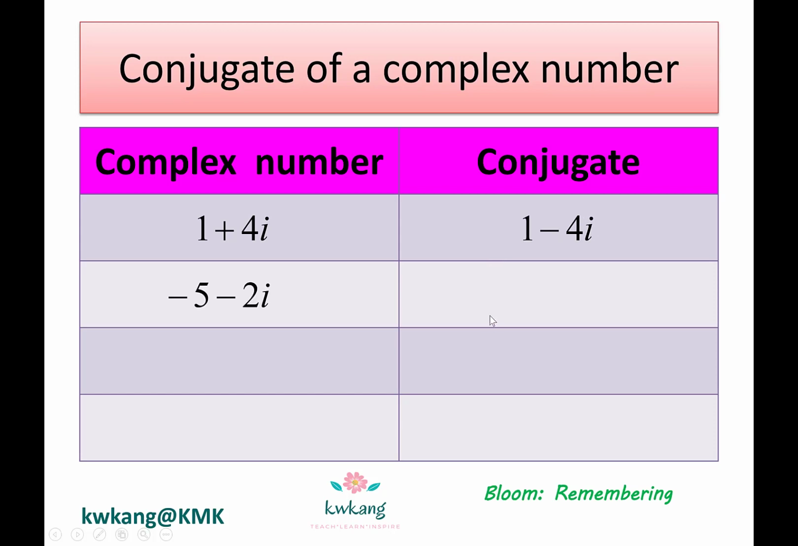-5 minus 2i. The conjugate will be equal to -5 plus 2i. If we have -3 plus 7i, then the conjugate will be equal to -3 minus 7i. If we have 10i, only the imaginary part, then the conjugate will be equal to -10i.